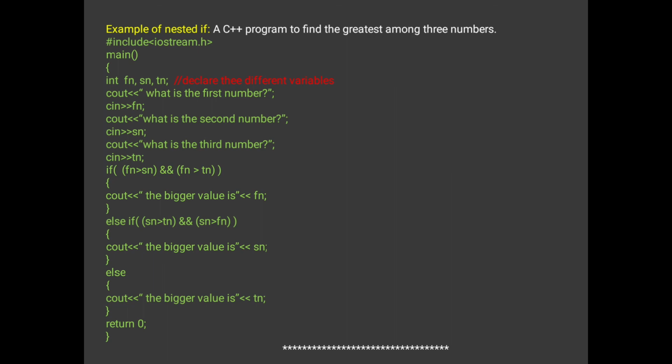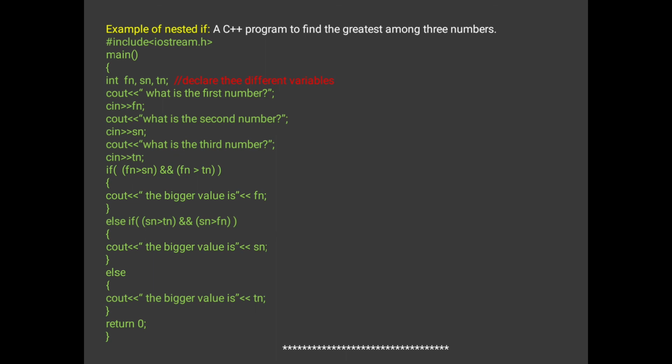But suppose fn is greater than sn and fn is not greater than tn. Suppose fn is 7, sn is 6, and tn is 8, so fn is greater than tn is false. So it will move on to the else if, and the comparison will again be made with the second number against the third number and the second number against the first number. If that is true, then "The bigger value is sn" will be printed out. However, if that also is false, the last block will be executed, that is the else, "The bigger value is tn". Since in the if test expression and the else if, the first two numbers were compared with the third variable and the second variable, the last else option will be executed. So that will be the final value that will be displayed.